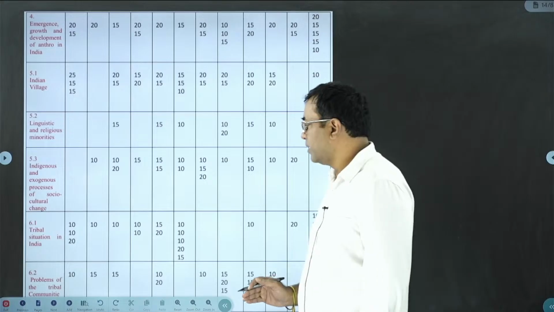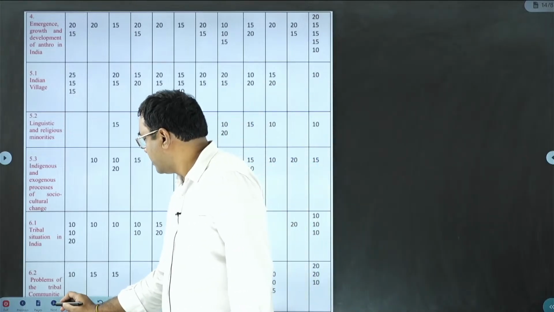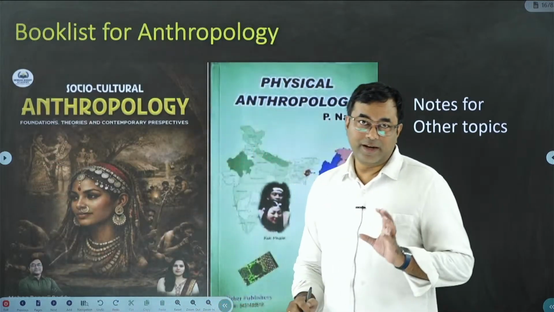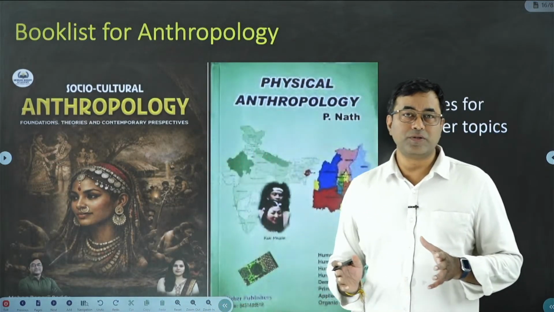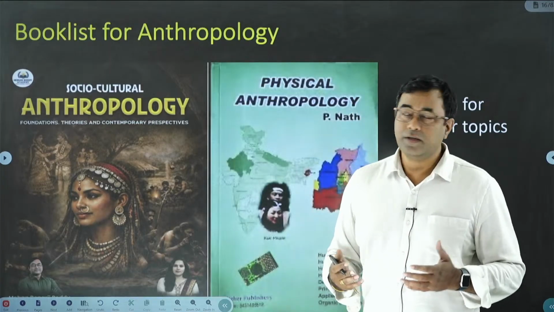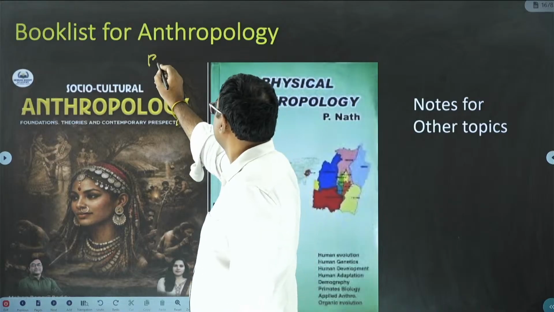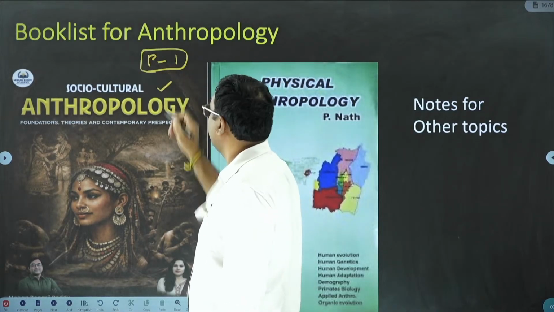So these are some of the points which I want to highlight with respect to anthropology. Okay, next is reference books. What are the reference books required for anthropology? For paper 1, there are only 2 books we are referring.